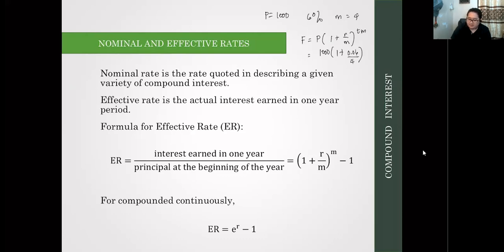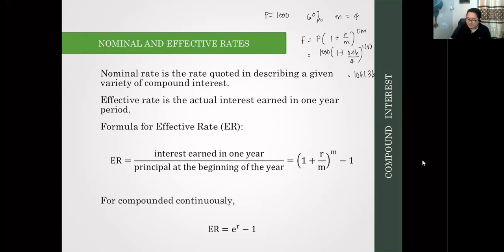Then for a year, we have 1 year, 4 months. Okay? So this will be 1,000 times (1 plus 0.06 over 4) raised to 4. So the amount at the end of 1 year, compounded quarterly, is 1,061.36. So from the principal, we earned 61.36 pesos.